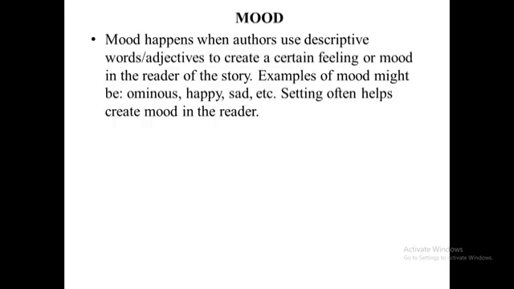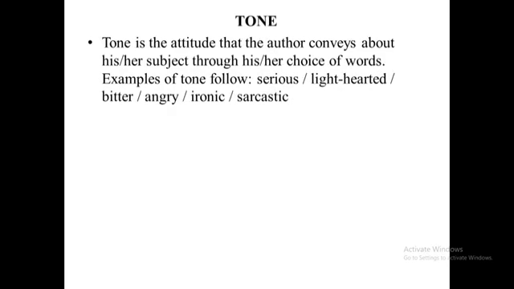Mood happens when authors use descriptive words, adjectives, to create a certain feeling or mood in the reader of the story. Examples of mood might be happy, sad, etc. Basically, these are the moods. Setting often helps create mood in the reader. Tone. Tone is the attitude that the author conveys about his or her subject through his or her choice of words. Examples of tone follow: serious, light-hearted, bitter, angry, ironic.